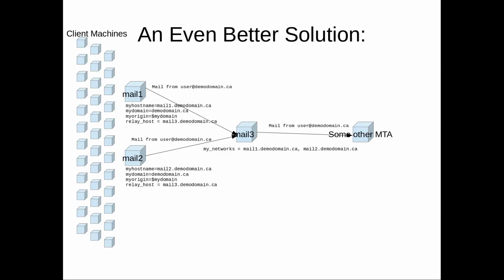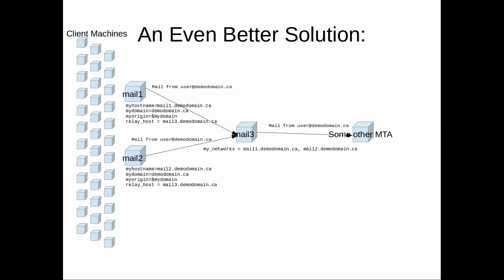So let's see that here. I've actually replaced my gateway machine now with mail3.demodomain.ca, and when either mail1 or mail2 are sending mail out, they're still using my origin as my domain, but they're now also using relay host. So instead of using DNS to look up where am I sending this email, they just automatically pass it to mail3. Mail3 will figure it out, and those machines can get back to doing whatever it is they're supposed to do. And all mail3 will do is relay this outgoing mail to the outside world.